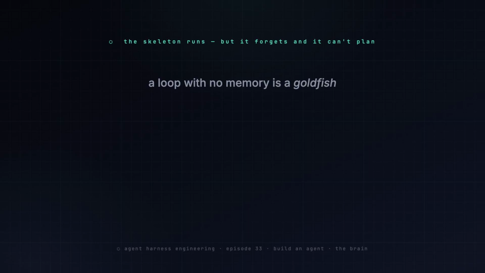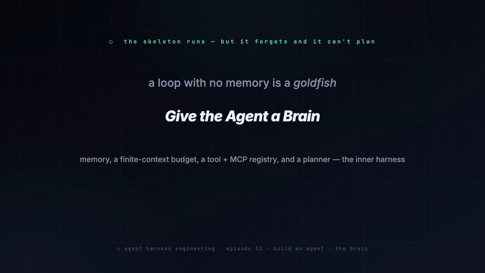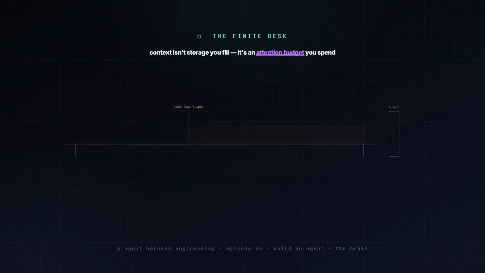Last episode, we built the skeleton, a dumb loop with a model adapter, a tool executor, and a flat event log. But that agent forgets everything the moment its context fills up, and it has no idea how to plan. Let's give it a brain. Start with the hardest constraint in the whole field.